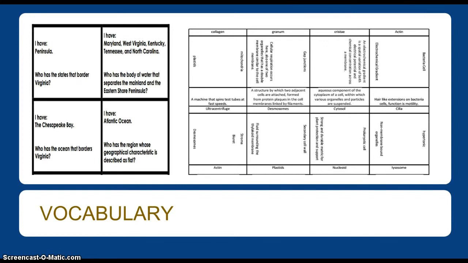So I would say on the top left, who has the states that border Virginia? And the student with the card with the correct answer would say, I have Maryland, West Virginia, Kentucky, Tennessee, and North Carolina. Who has the body of water that separates the mainland and the Eastern Shore Peninsula? And this would go on until you get to the end of the words, and the answer would be back to the first person, I have peninsula.